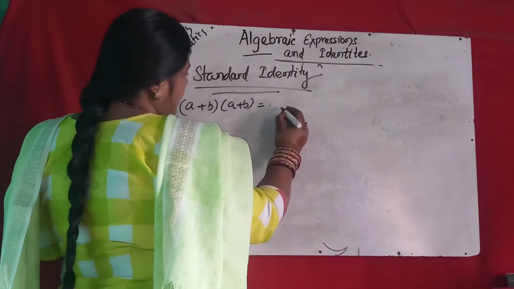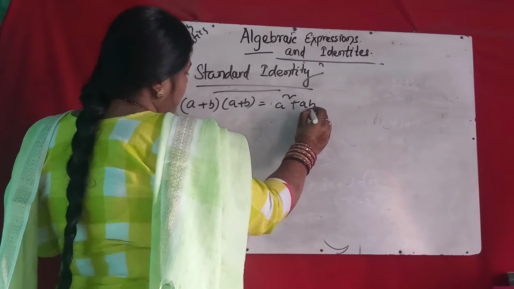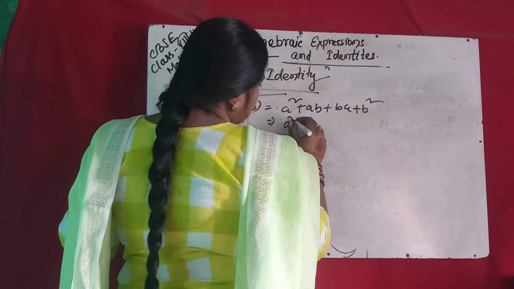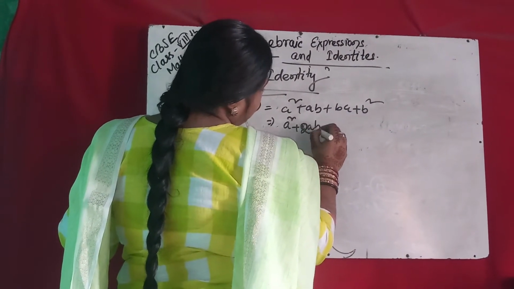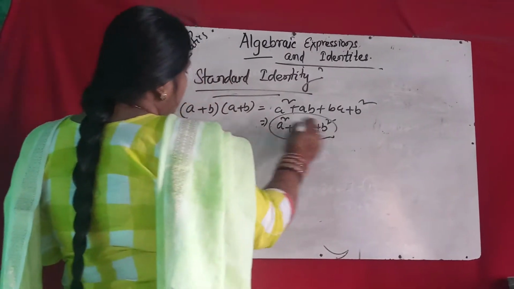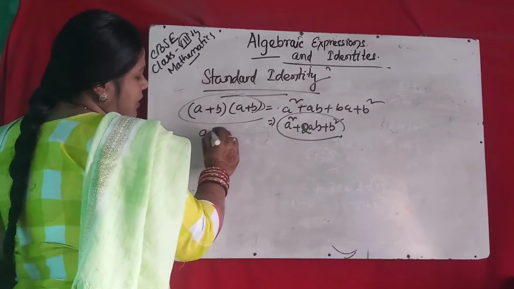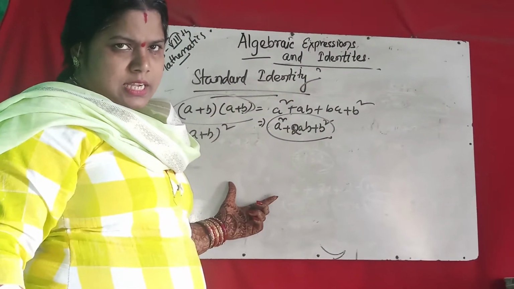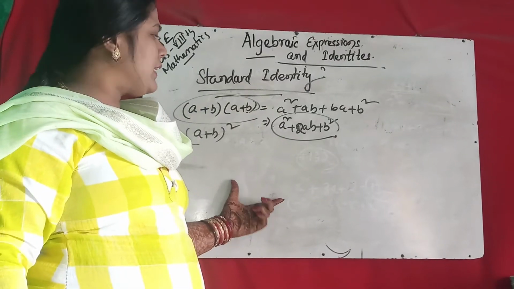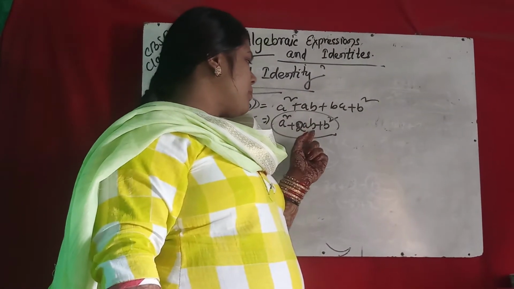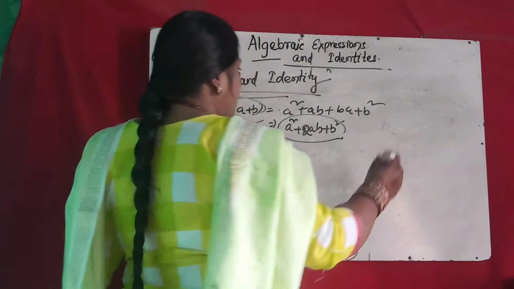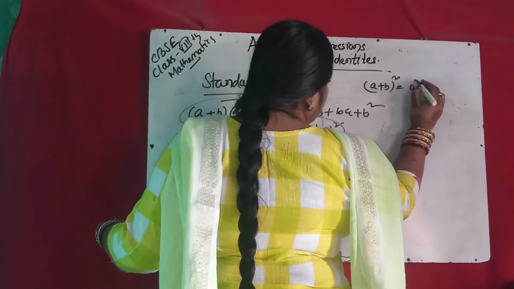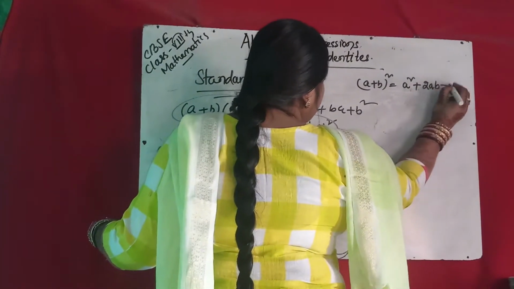That is, multiply: A square plus AB plus BA plus B square. You get what? A square plus 2AB plus B square. So (A plus B) into (A plus B) equals (A plus B) whole square. So this is the formula, one identity. When (A plus B) whole square is given, you can directly put A square plus 2AB plus B square. So the first identity is (A plus B) whole square equal to A square plus 2AB plus B square.